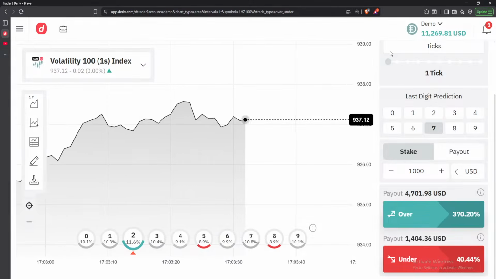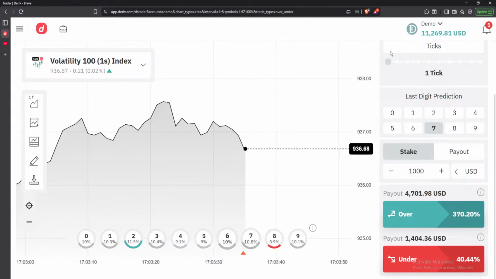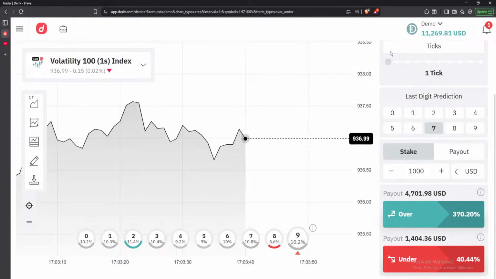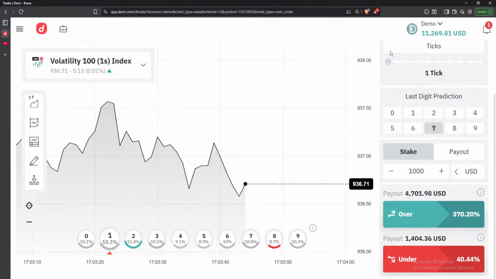Because if you trade something like volatility 100 without a good strategy, you'll end up experiencing a loss, especially when you're trading digits. If you're trading rise and fall, 100 is perfect because 100 has a lot of movement.